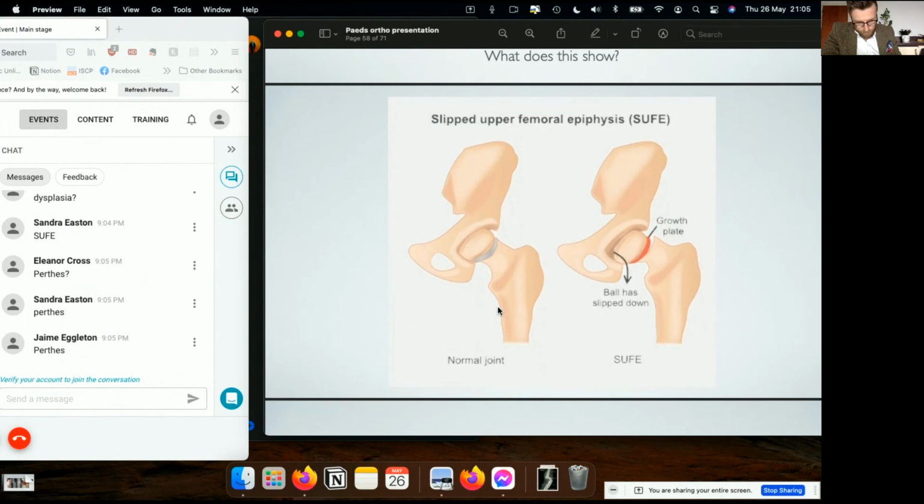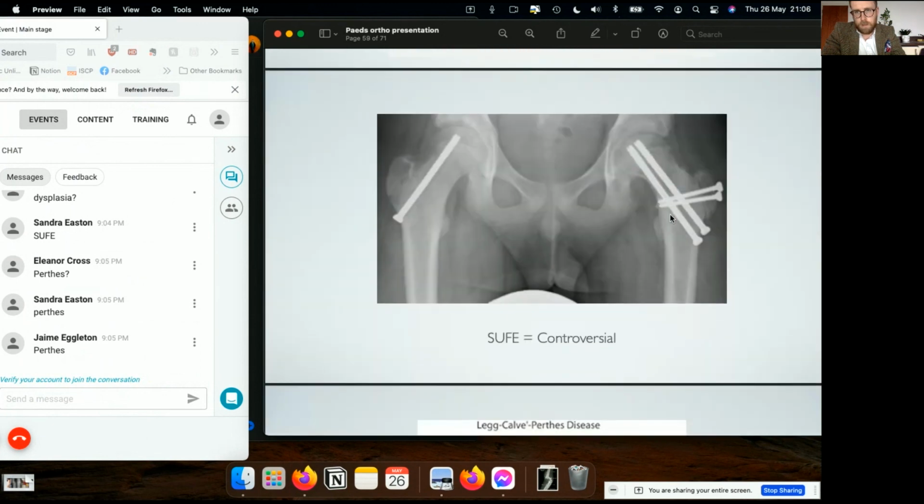So slipped upper femoral epiphysis. Essentially, it's a condition where, as it sounds, you've got the head of the femur, you've got the proximal bit of the femur here with the trochanters, and in between the two you've got the epiphysis, so this bit in here where the growth plate lives. Essentially what has happened is the ball has slipped down off the head of the femur into the joint, and you no longer have a congruence of the metaphysis of the bone attaching to this growth plate here. And when you're thinking about fixing SUFEs, essentially they're really quite a controversial topic.